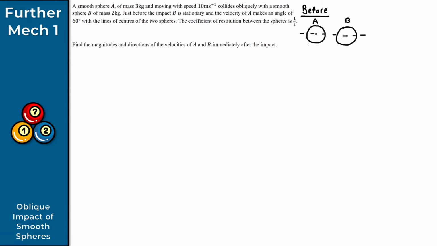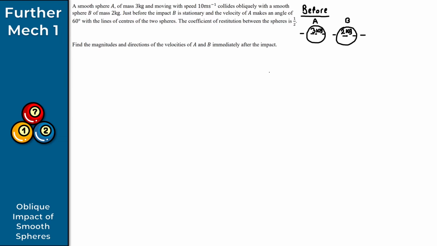So what else do we know here? We know that this sphere here has a mass of 3 kg. And then this sphere here has a mass of 2 kg, as the question tells us.